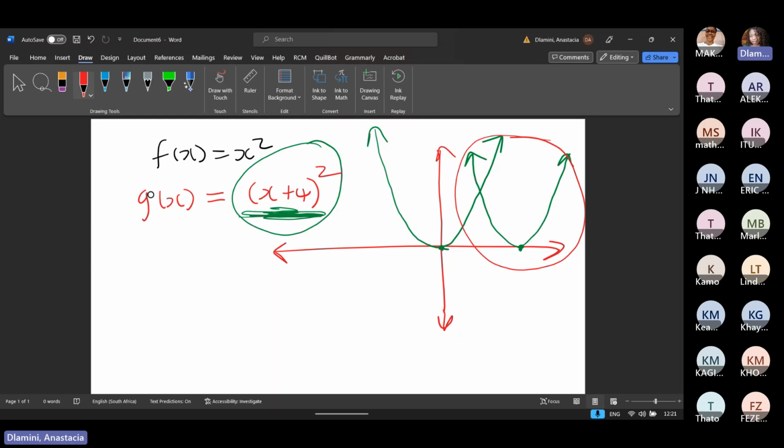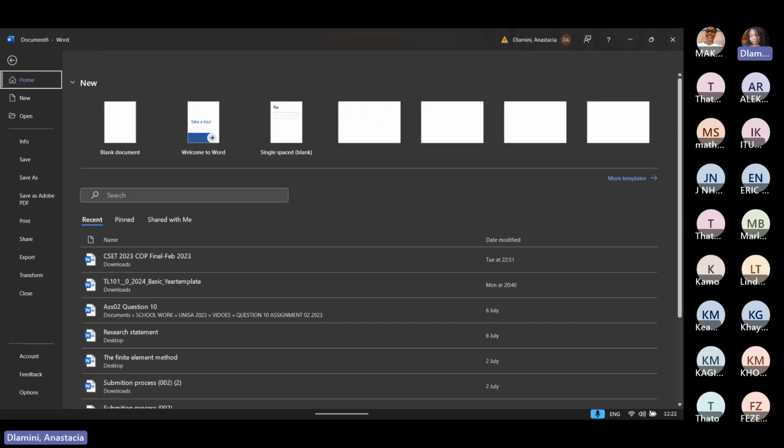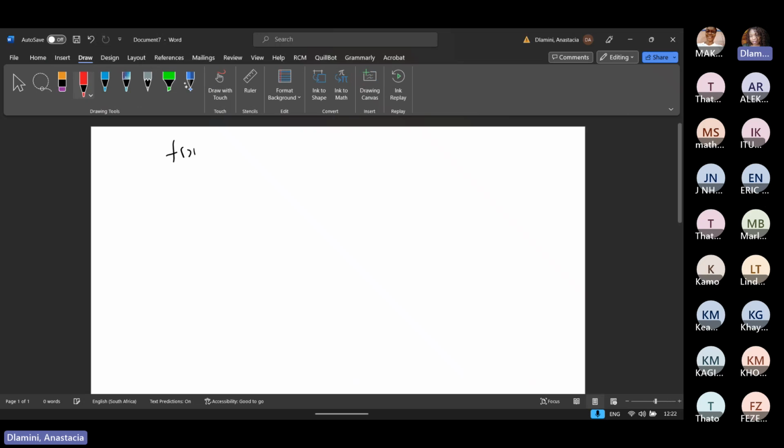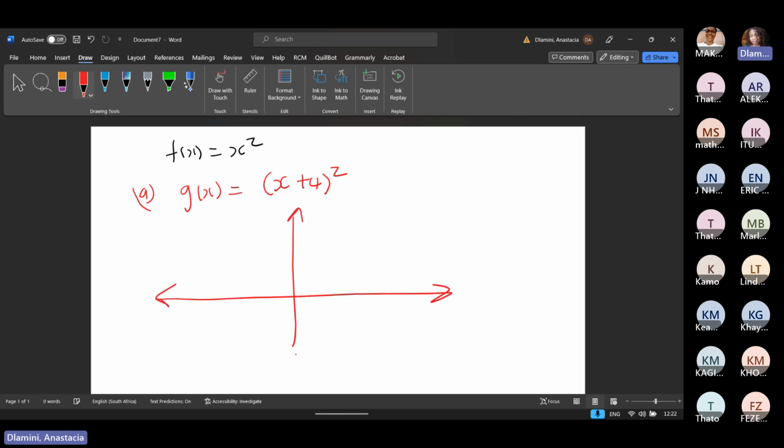Let me start afresh. Let's remember, I just want to show you the horizontal shifting, so that you don't make a mistake in the exam. What I'm trying to say is we have f of x equals x squared, and then we have g of x equals x plus 4 squared. Now, to draw, we need to start with the mother function. In this case, it would be like this, right?